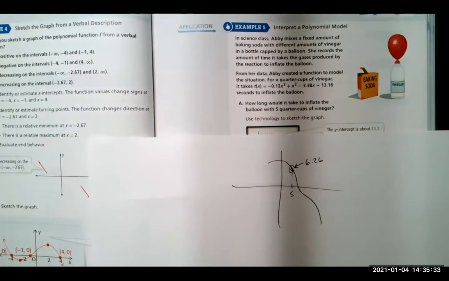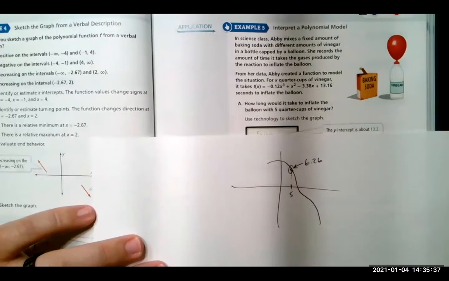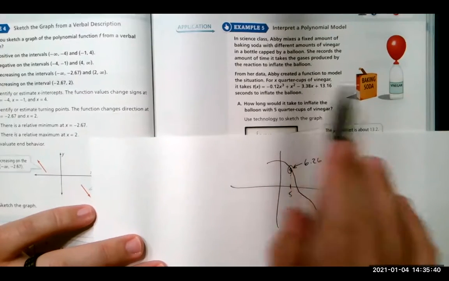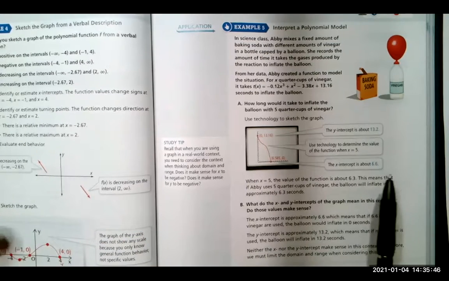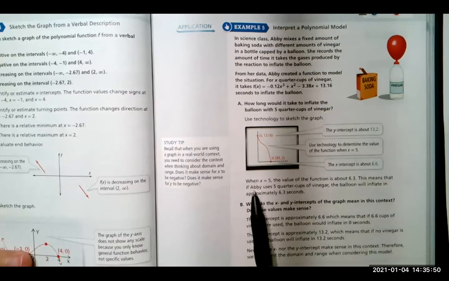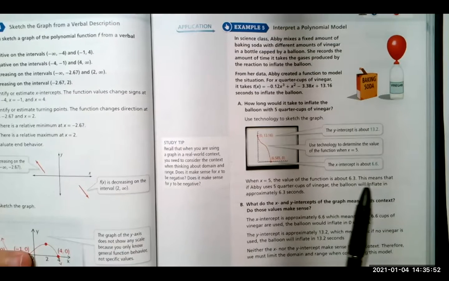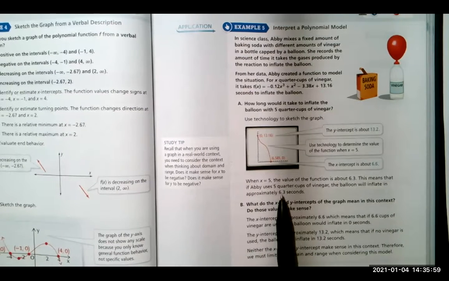So you can do it graphically with the picture, or you can plug it in and do it algebraically. Just plug in 5 everywhere you see an X, and then follow PEMDAS and get the number. This is saying that when X equals 5, this means when they use 5 quarter cups of vinegar, it's approximately 6.3 seconds. So they're just rounding a little bit, but again, go to Desmos so you can see that it's 6.26.